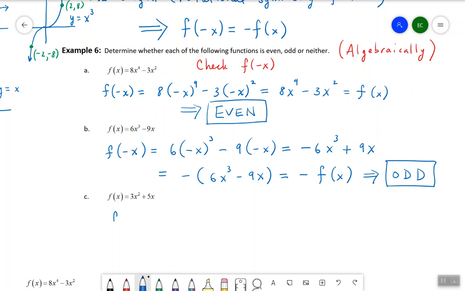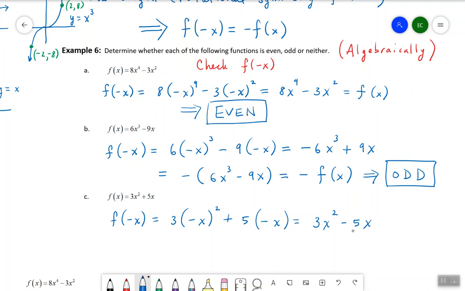One more. F of negative x this time is 3 times negative x squared plus 5 times negative x, which is the negative 1 squared makes a positive 1 times 3 is 3x squared minus 5x.